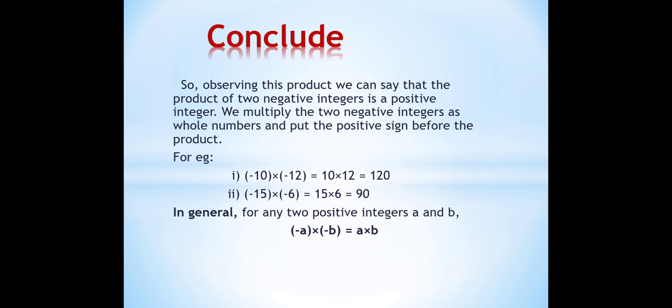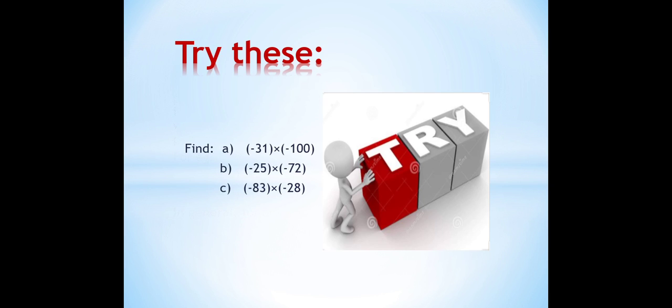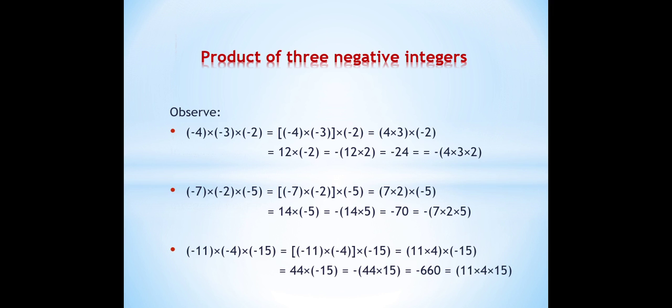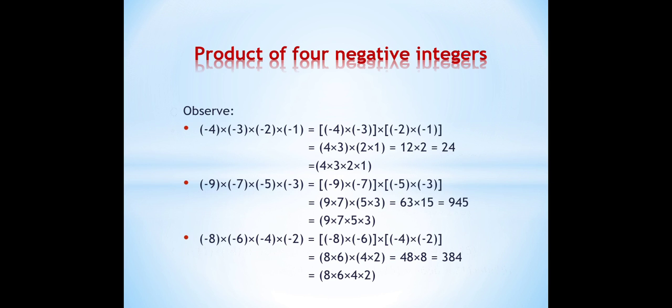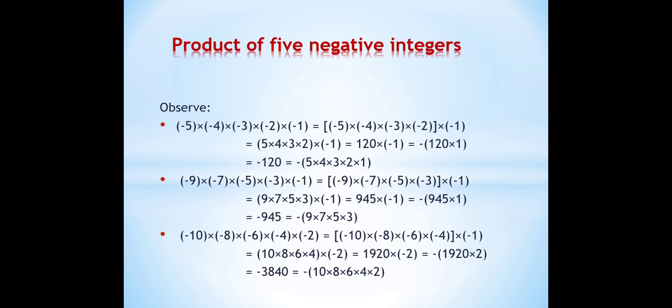So what we have seen is that when there are two negative integers, the result is positive. Yes, the result is a positive integer. When we multiply 3 negative integers, the result is a negative integer. You can see the results are minus 24, minus 70, minus 660, all negative. With 4 negative integers, the result is again positive: 24, 945, 384. Then again the product of 5 negative integers is negative.